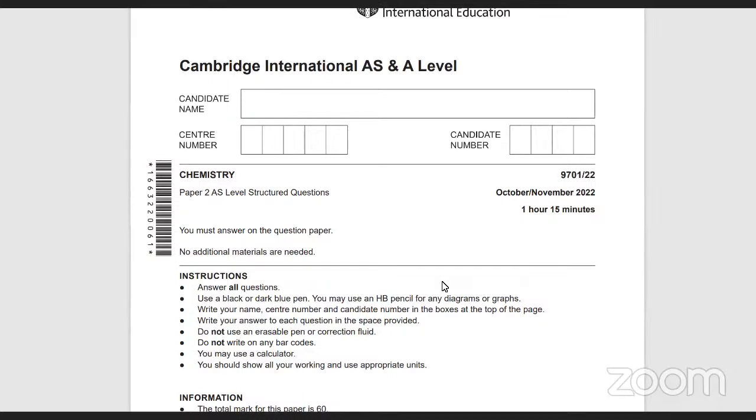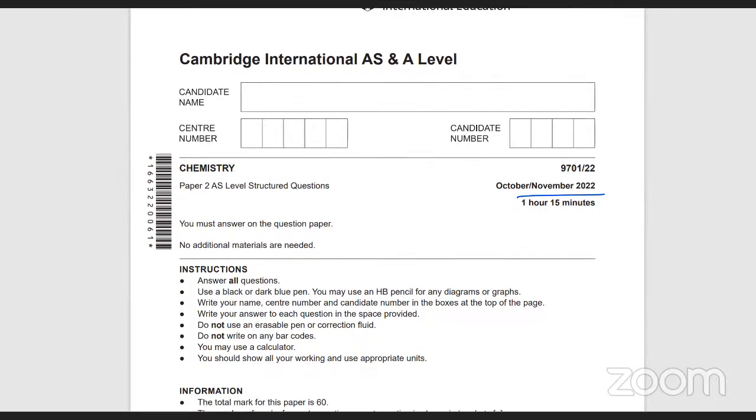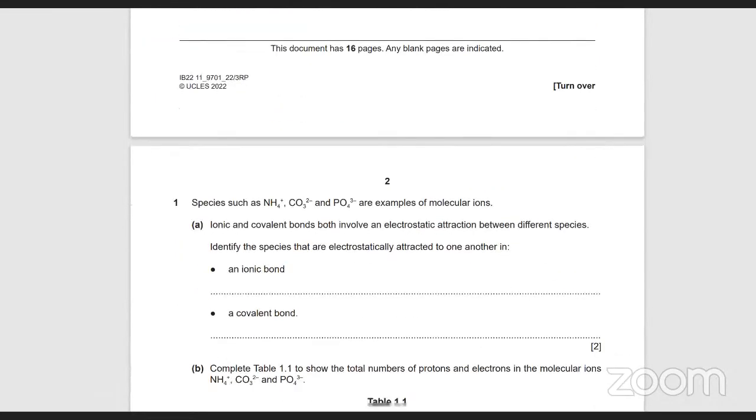So this one, we're going to try and solve this one. This is the W22 question paper, okay? So now, starting with the first question.